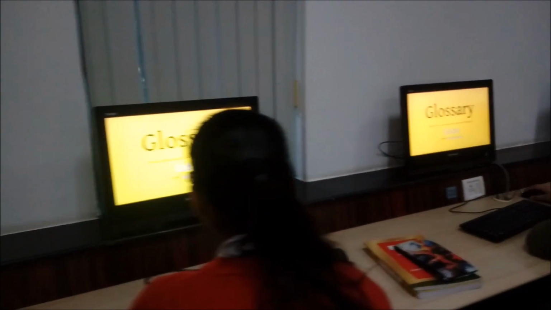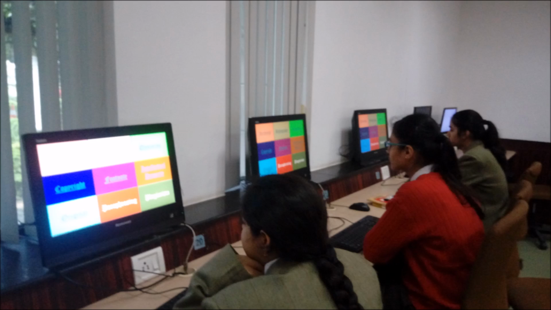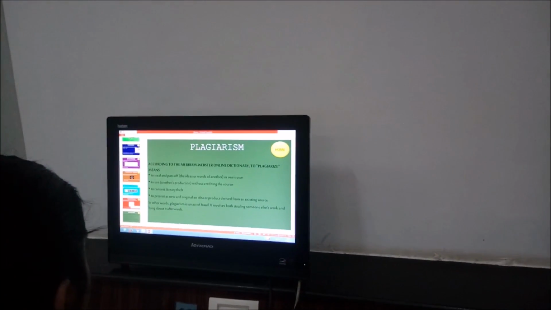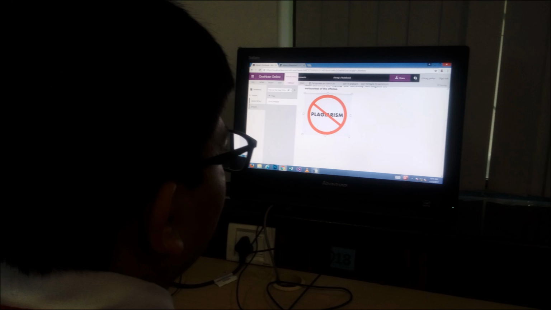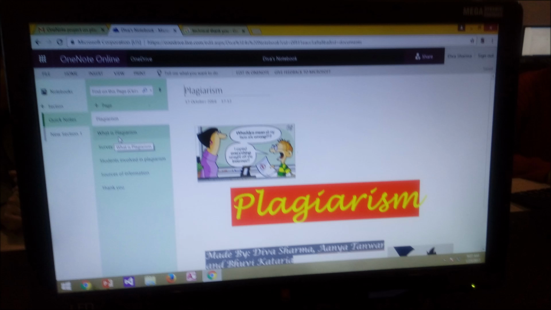In this level, students were asked to go through a ready-made glossary prepared in PowerPoint for knowing various related terms, and then they were asked to prepare their own glossary using OneNote Online, as it is easy to collaborate with OneNote using its share feature.